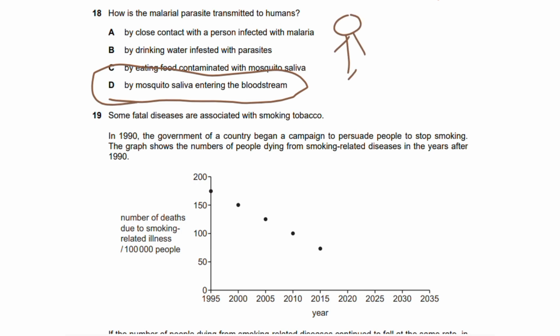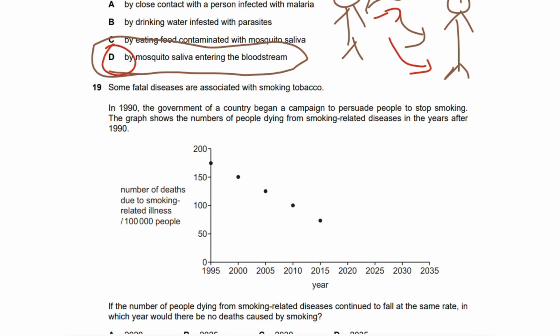So here I'm drawing an infected person who has malaria, and this is a mosquito. And now the mosquito sucks on the infected person, and the plasmodium enters the mosquito. And now the mosquito is going to suck on the uninfected person, and the saliva containing the plasmodium enters the bloodstream of the uninfected person and infects them. So the correct option is D, by mosquito saliva entering the bloodstream.